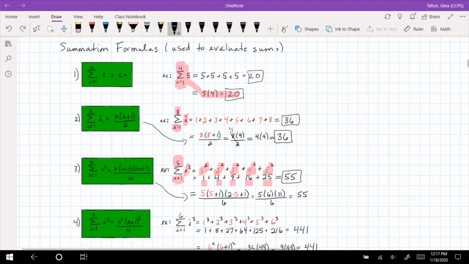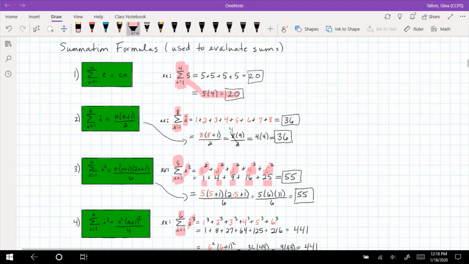Very good. And I will box that 55 all over. Very good. So now we have formula number 4 here for the summation as i goes from 1 to n of i cubed. You can see how the formulas work. I'm not asking you to understand where the formulas come from, just to be able to apply them. So here I'm asking you to give me the summation as i goes from 1 to 6 of i cubed.